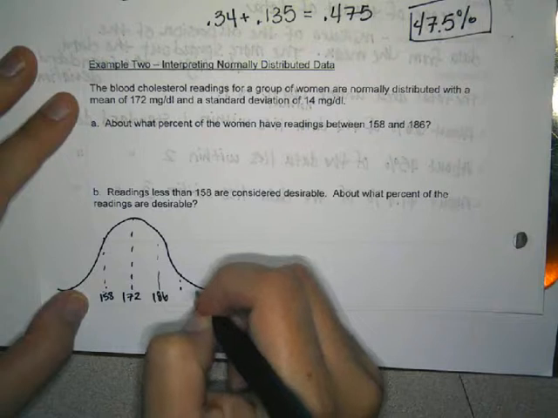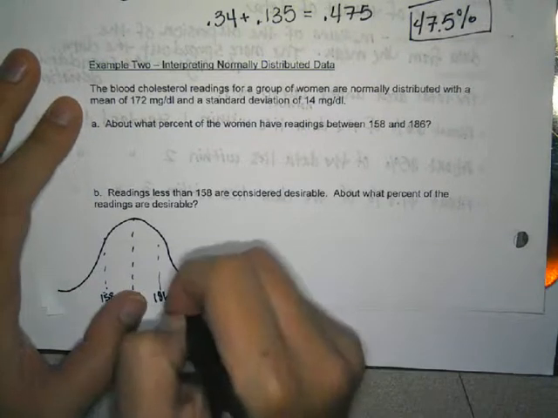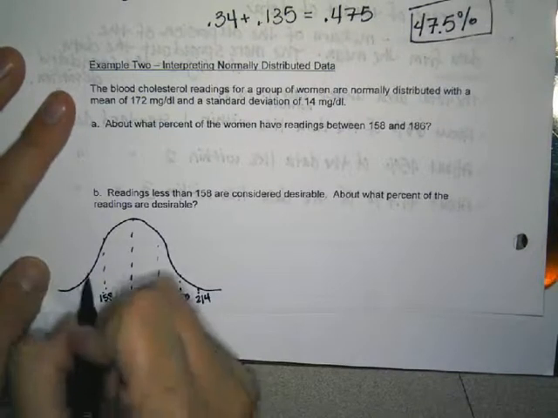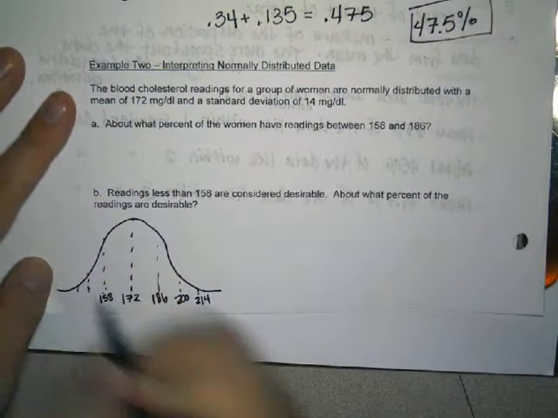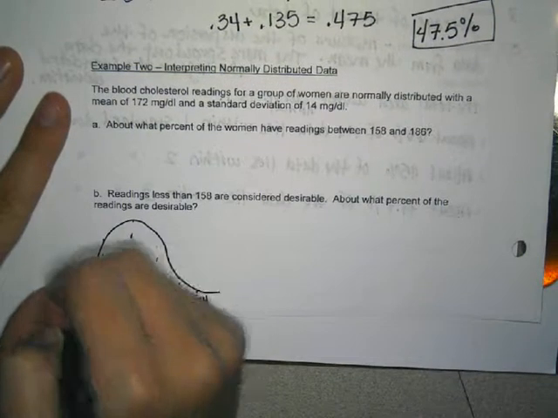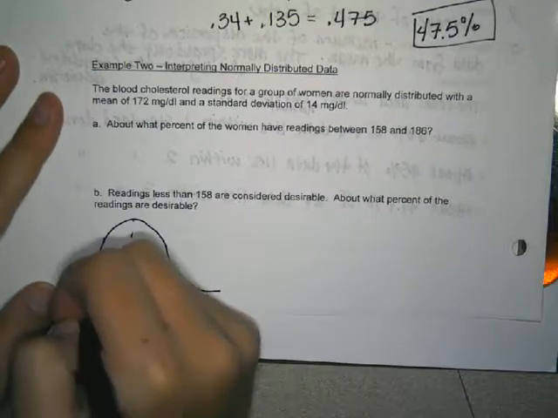186 plus 14 gives me 200. Plus 14 gives me 214. 158 minus 14 gives me 144. And minus 14 again gives me 130. Okay, so this is the spread of the data.